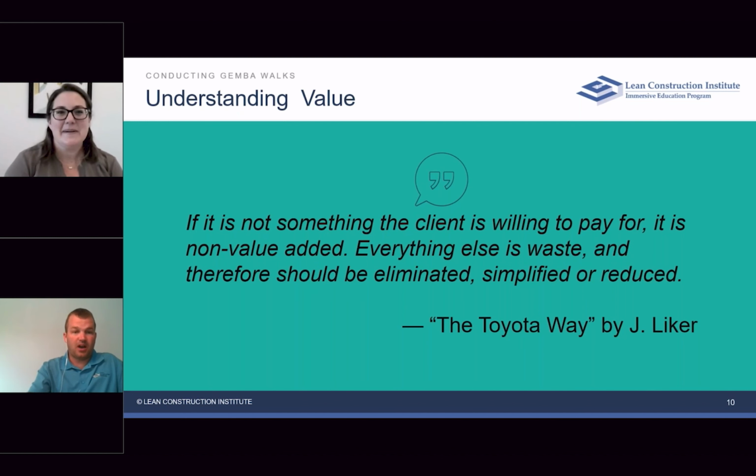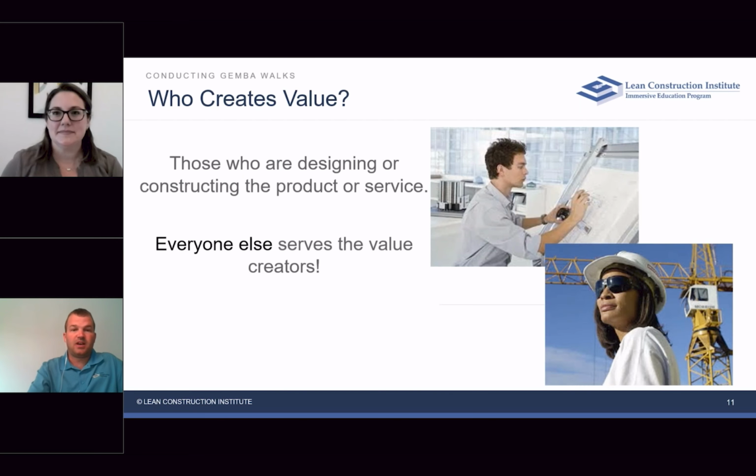So now that we've talked about what value is, who creates it, right? Again, it goes back to those doing the work. It's the pounding nails into forms, it's pouring the concrete, it's installing cabinets. It's also on the design side, the ones who are designing the building, right? Everyone else you kind of consider support staff, and I'm included in that, right? We serve the value creators, and when you're doing Gemba walks, that's one thing to really focus on and keep in mind.